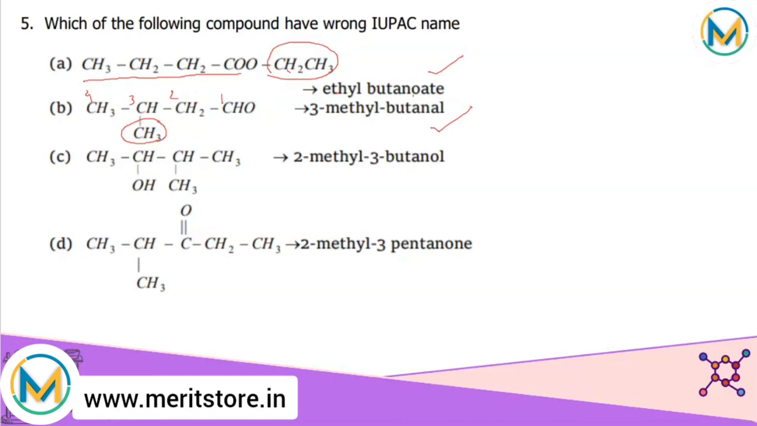Then if you look at the next molecule and give the numbering from this side, it is 1, 2, 3, 4, because here the OH group is attached. So the priority is given to the functional group, and thus the numbering from this side is essential. So it is 3-methyl butane 2-ol. So this is given in reverse. Here it should be 3-methyl-2-butanol. So this is not a correct IUPAC name. And thus the correct answer for this question is option C.